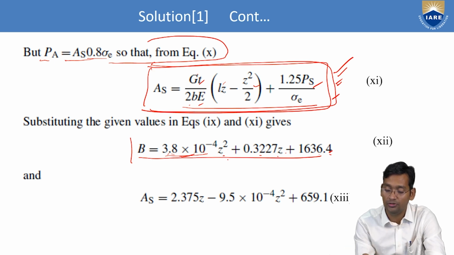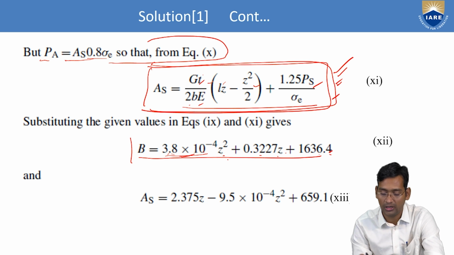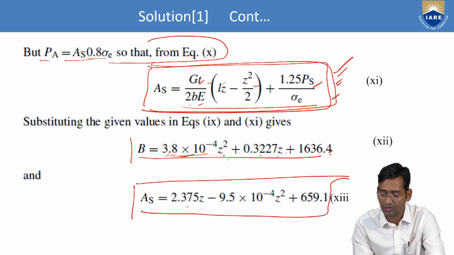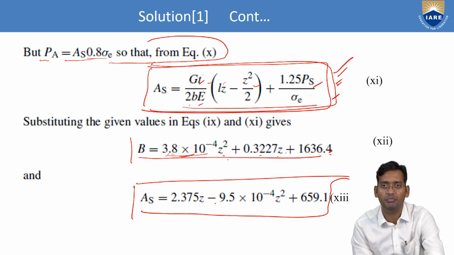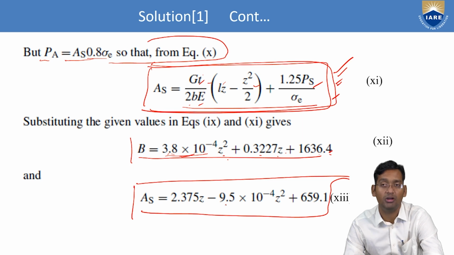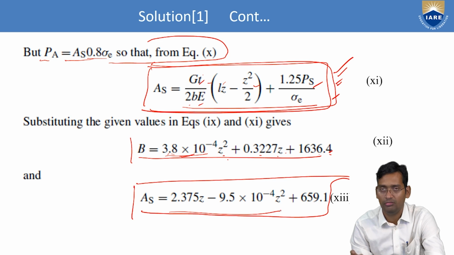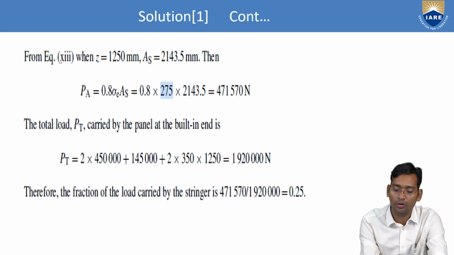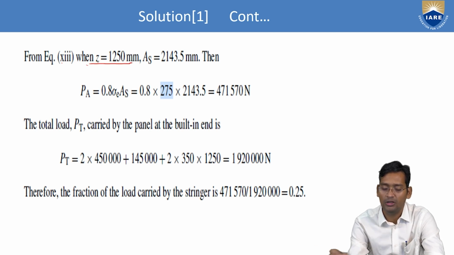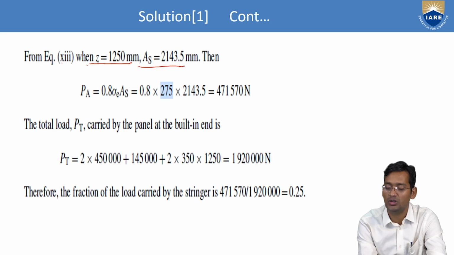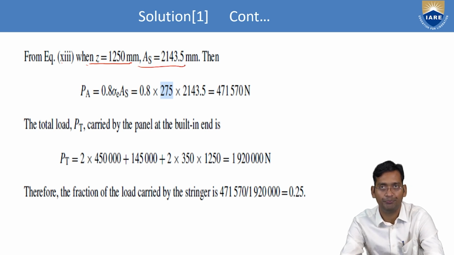Similarly, you put all the values in the AS equation, then you will get AS equals 2.375 Z minus 9.5 into 10 to the power minus 4 Z square plus 659.1. Again simplify by the quadratic equation and you will get the value of AS. From equation 13, Z is 1250 mm, and AS is 2143.5 mm.